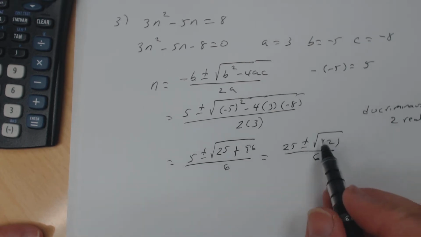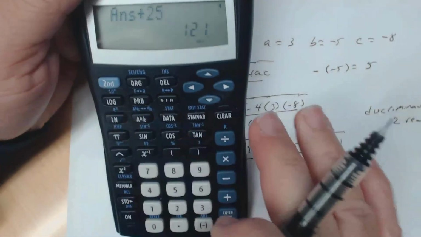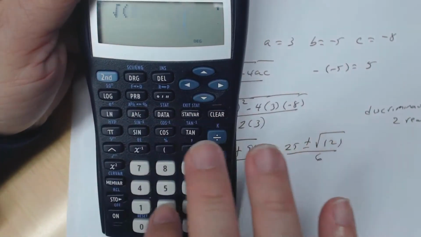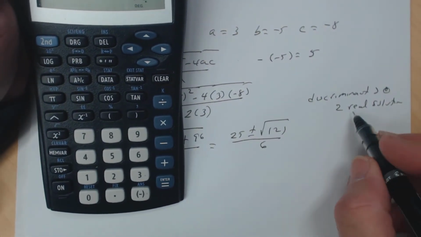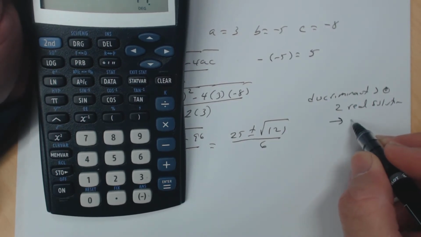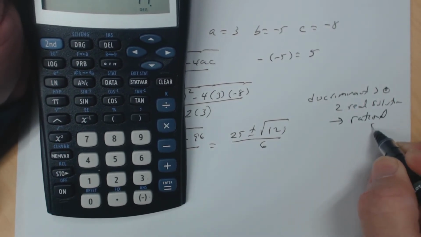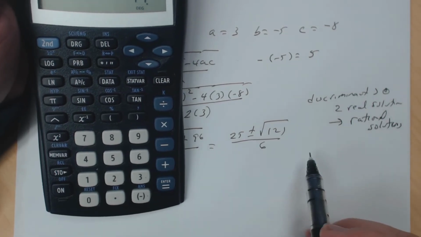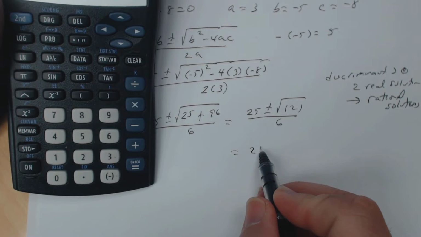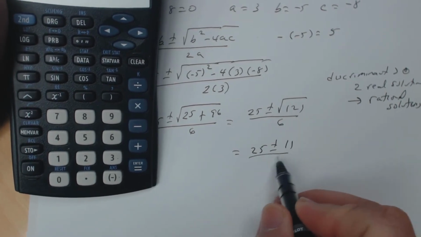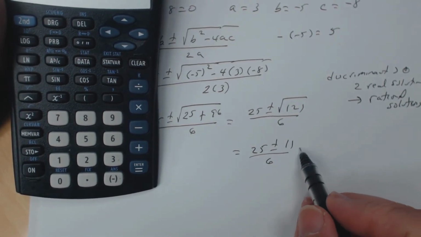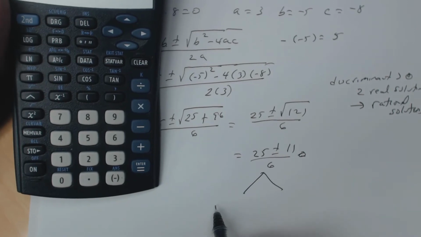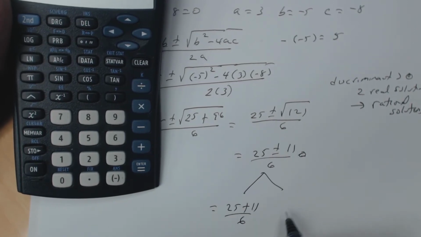In particular, remember 121 is a perfect square, because when I take the square root of 121, I get 11. So we know that there are 2 real solutions, but those 2 real solutions are actually rational solutions. Since the discriminant was a perfect square, I get 25 plus or minus 11 over 6, so the square root is no longer there. So I'm going to split it into 2 parts: 25 plus 11 over 6, and 25 minus 11 over 6.